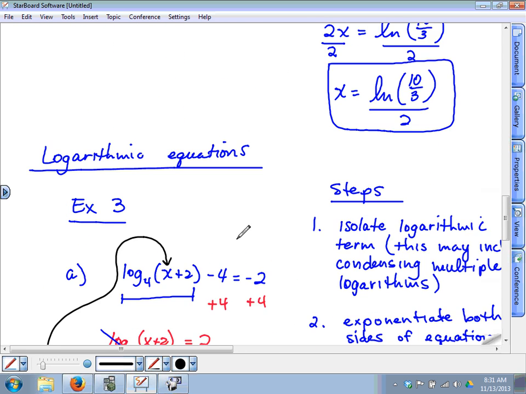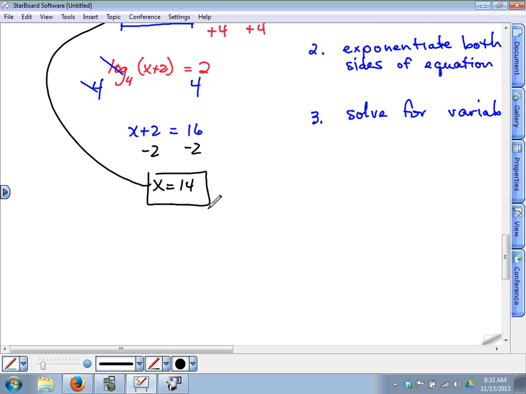So, part B, same example. Exponentials do not have extraneous solutions, no, because the domain of exponentials is all real numbers. But the domain of logarithms is restricted, so you do quite often end up with extraneous solutions.